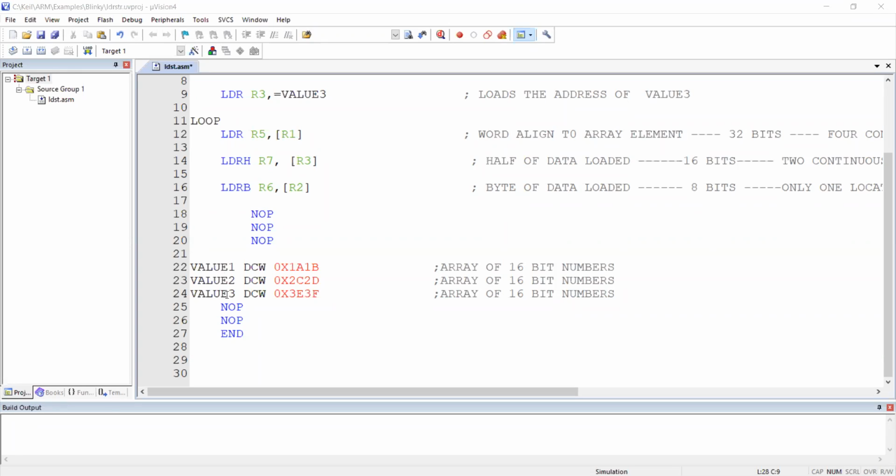These are the three variables. And you can notice one important word, DCW. DCW means decimal coded words. These are of 16 bits.